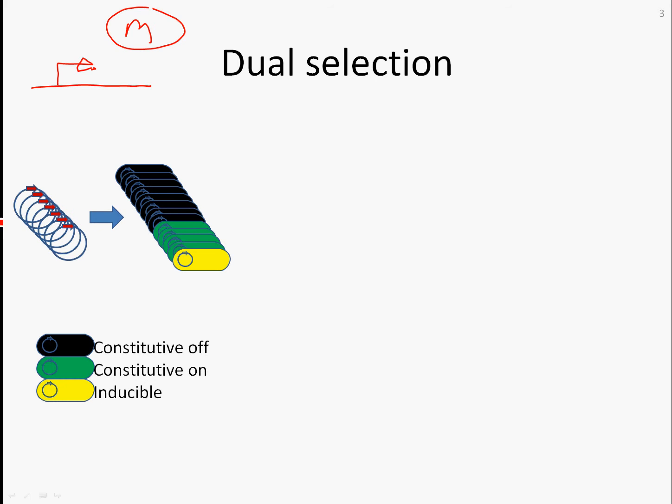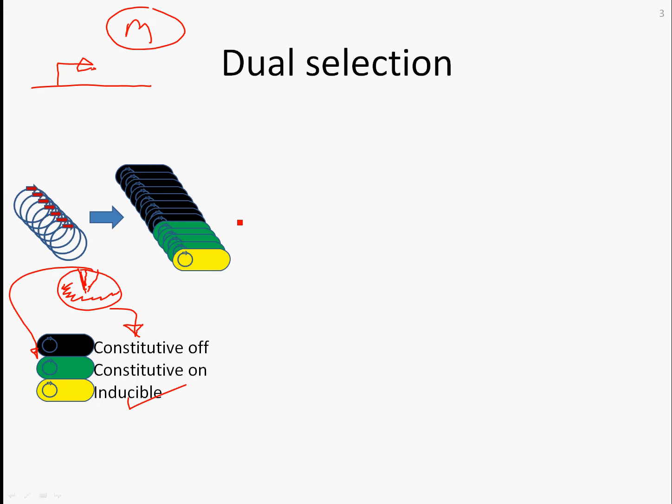When we think about our library, it is composed of three basic groups. If we make a pie chart, the majority is going to be constitutive off. Dead, don't do a darn thing. The second largest population will be constitutive on. That means they're just stuck on all the time, kind of the mirror opposite of the constitutive off. And then a very, very tiny segment, which is so small you probably wouldn't even be able to see it here, is going to be the inducible. And we want to get that inducible.